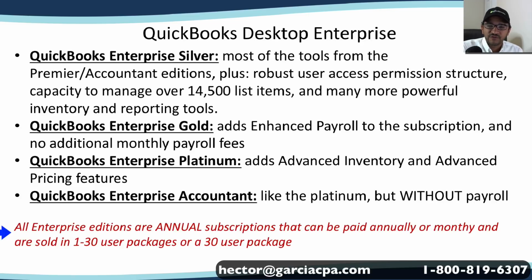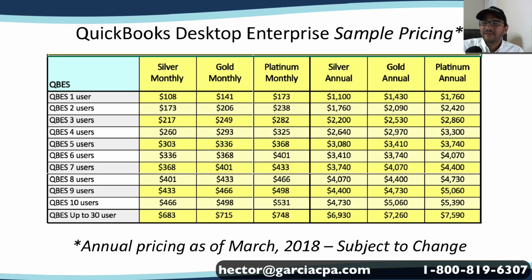You can buy 1 user, 2 user, 3 user, all the way to 10 user. And there's a pricing schedule from 1 to 10. And there's also a 30 user edition package for folks that need a lot more people working in QuickBooks at the same time. Now, to give you an idea on pricing, QuickBooks Enterprise Silver, the most basic edition of the Enterprise, a 1 user, it's $1,100.